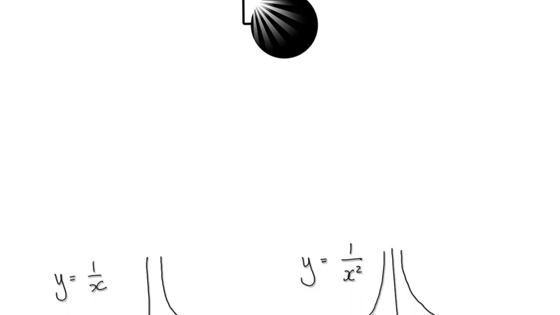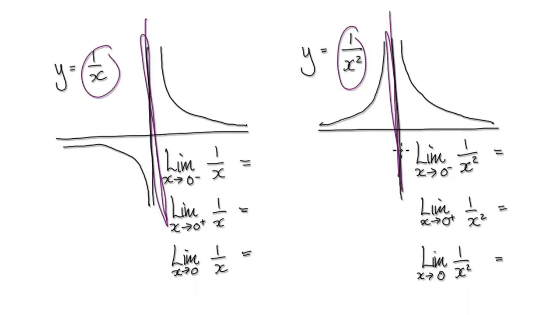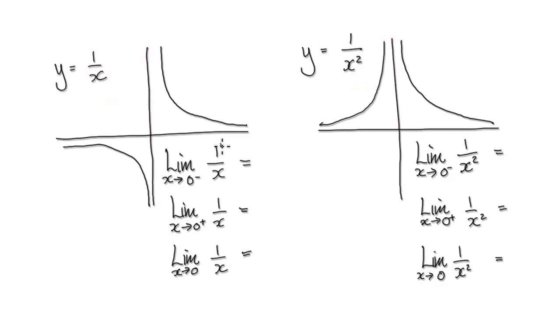In this video we're going to look at the limit at a vertical asymptote. So 1 over x will have a vertical asymptote here. 1 over x squared will have a vertical asymptote here. So here, what is the limit of 1 over x as x approaches 0 from the left hand side?